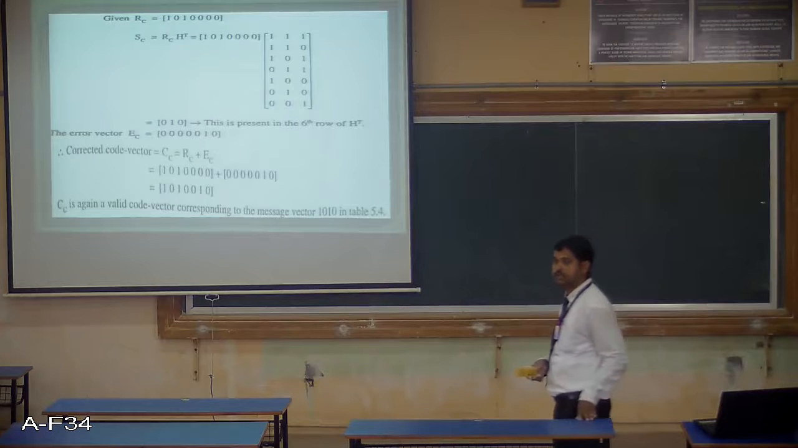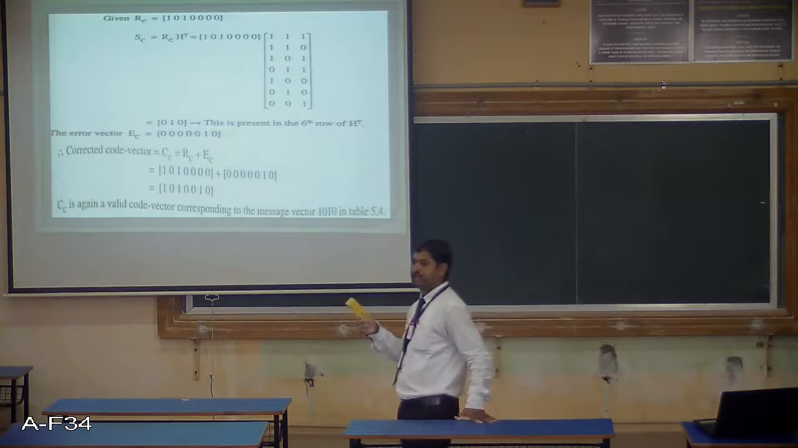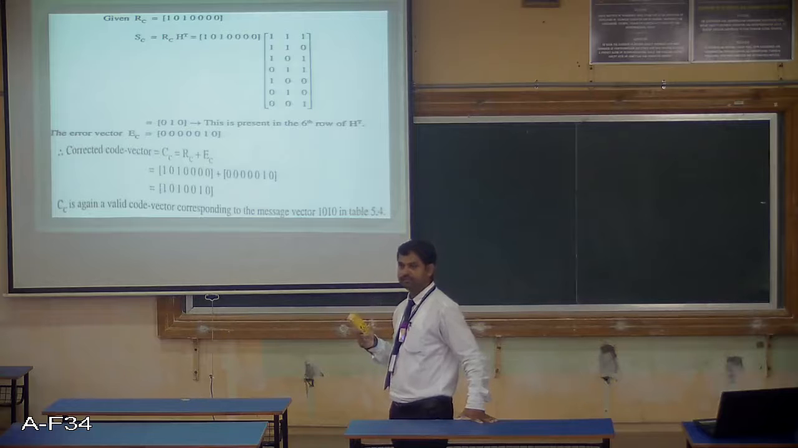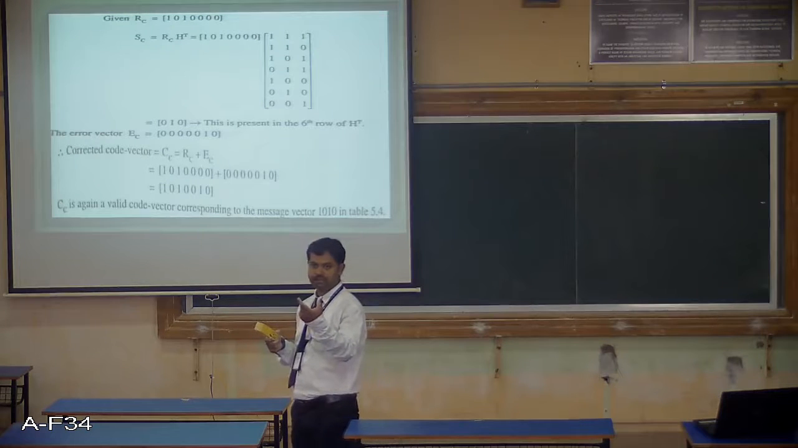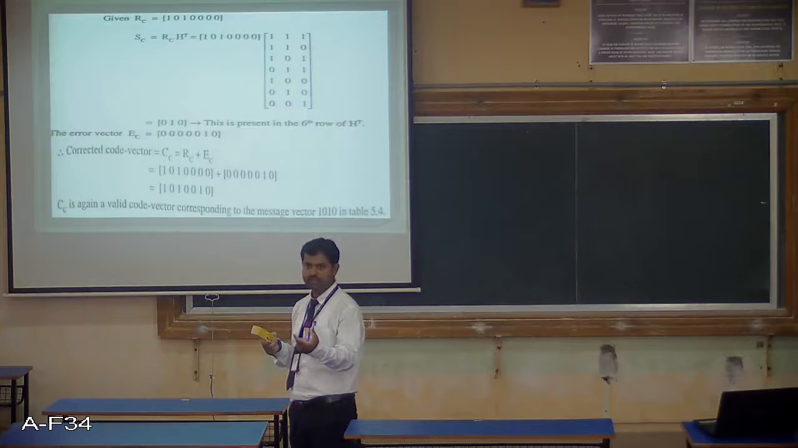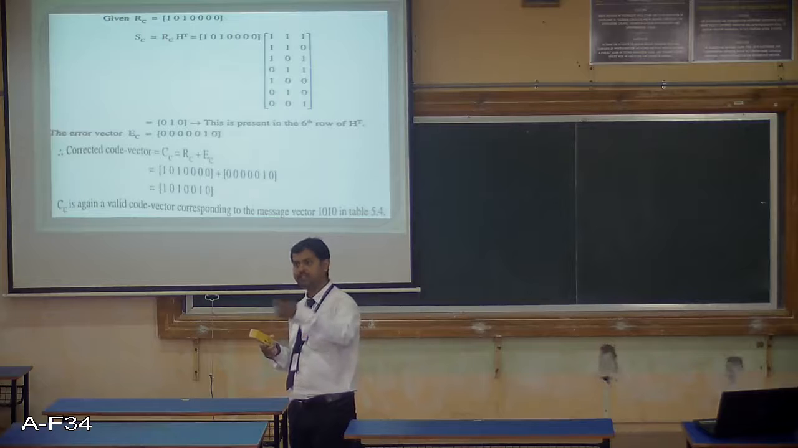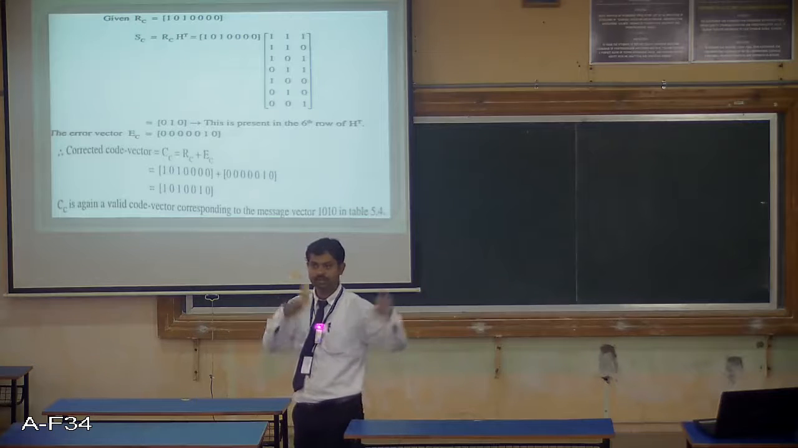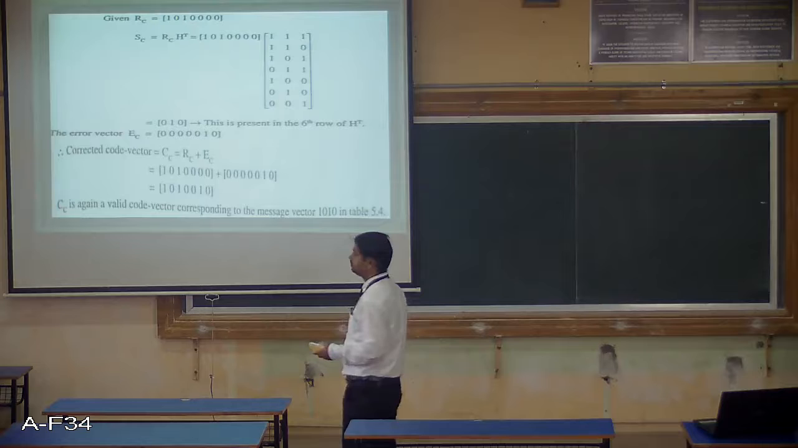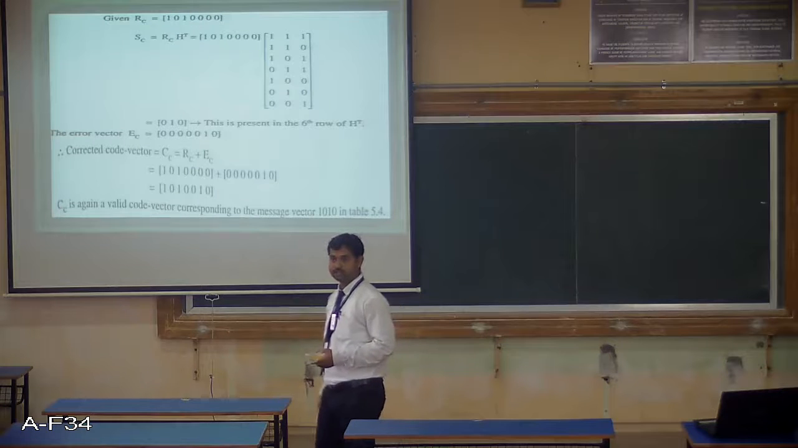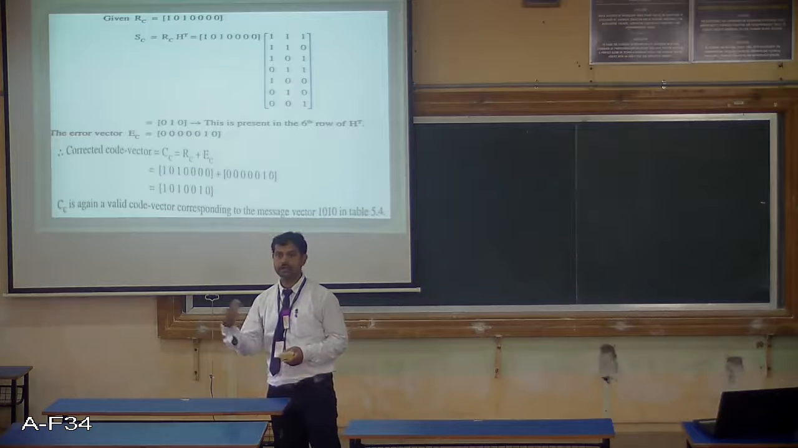And next, this is one error I have taken. I just assume that some 7-bit code is received, which is not valid. I know all the 16 code words that are valid. I just take some other code which is not in the list. Take that and multiply it with H transpose, because S is equal to R into H transpose.